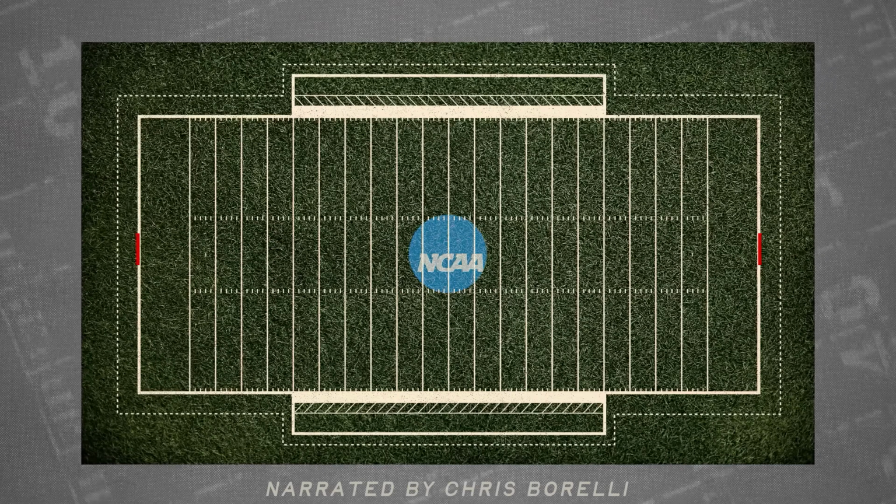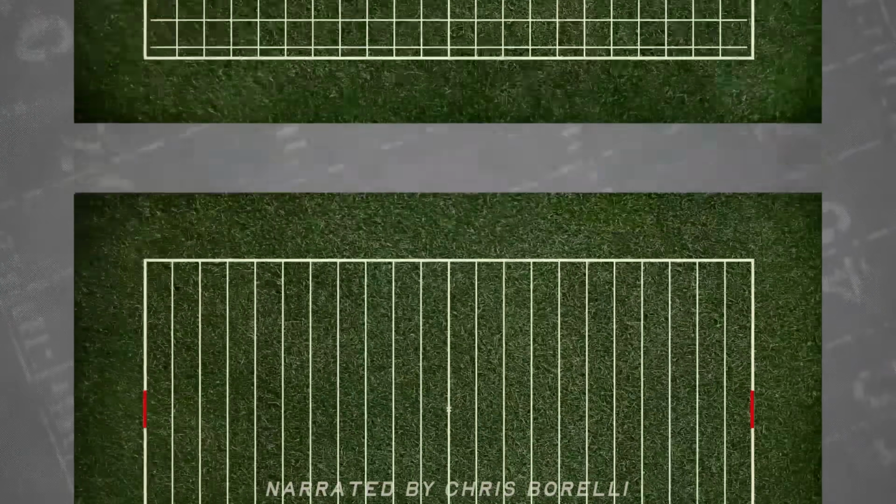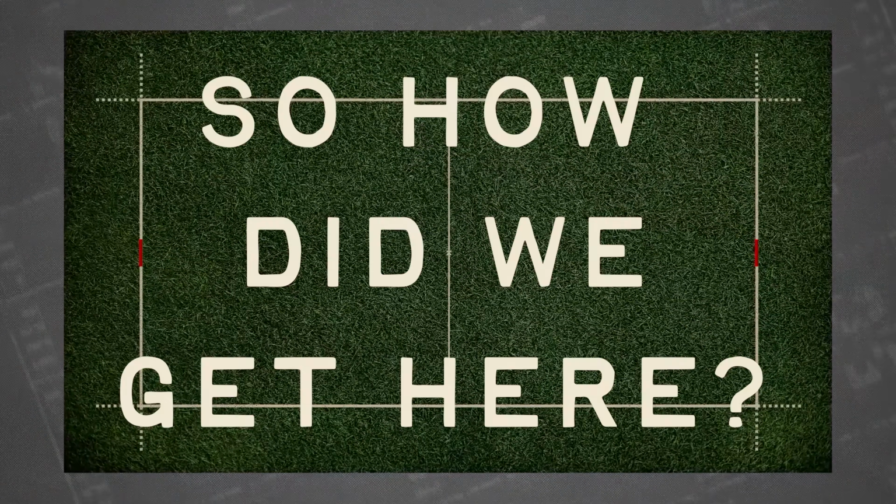A modern-day football field looks like this, but it used to look like this, and this, and this. But the very first one, it looked like this. So how did we get here?